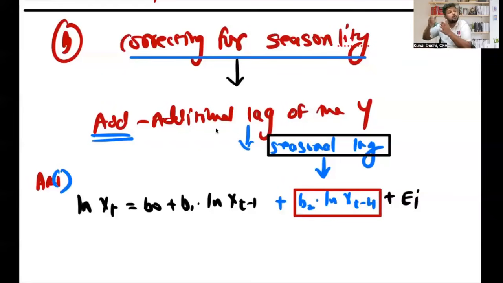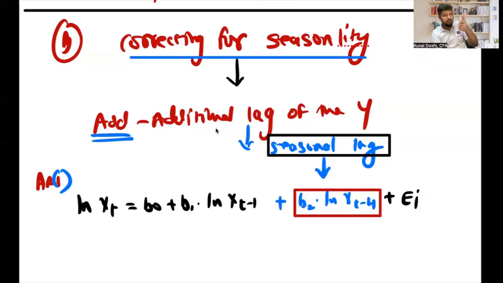Normally AR2 is T minus 1, T minus 2, right? This is not called an AR2 model. This is T minus 1 and T minus 4. It's called a seasonal lag. Understood the difference? Everyone? Clear?